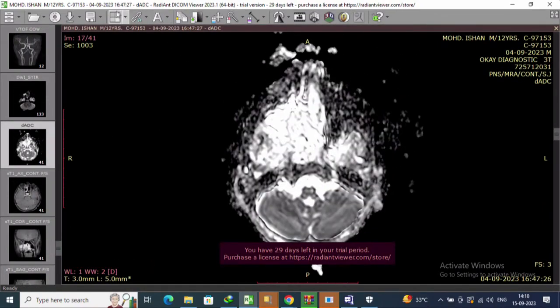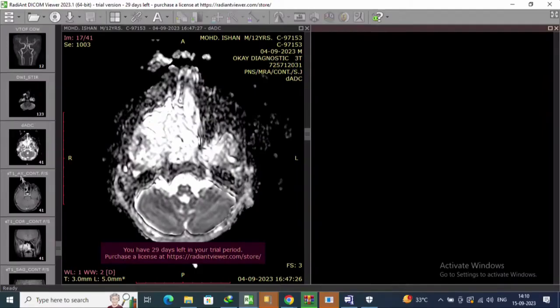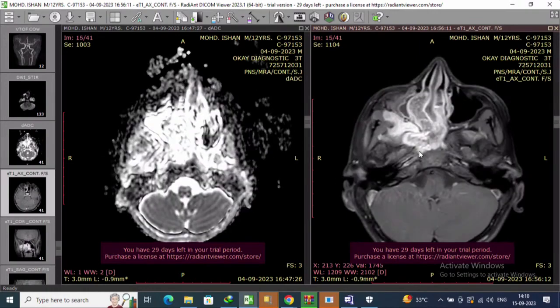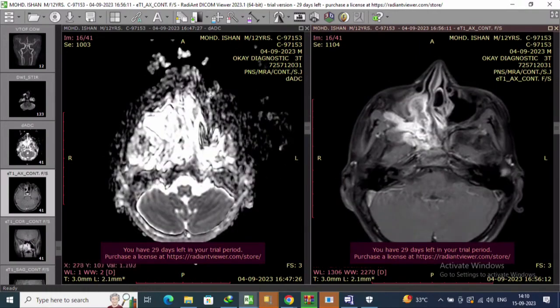Just quickly, I can put certain things. Another important investigation sequence is the diffusion weighted. See this diffusion, bright diffusion means more and more fluid content. This is the tumor. Had there been restriction, this would have been a malignant tumor.